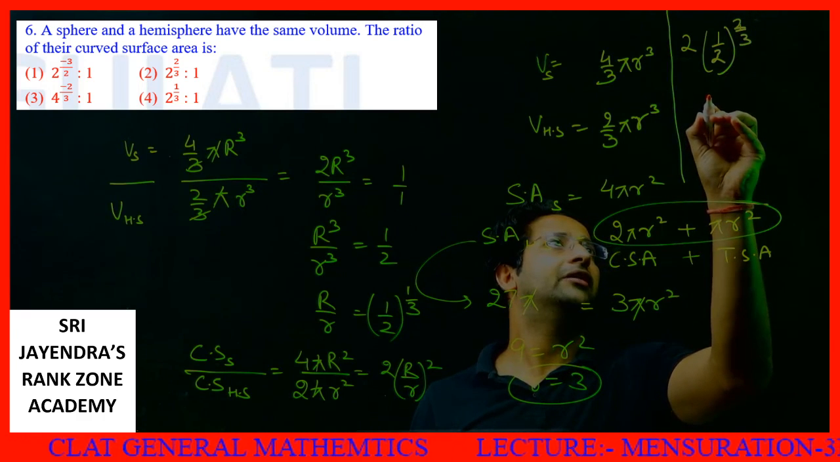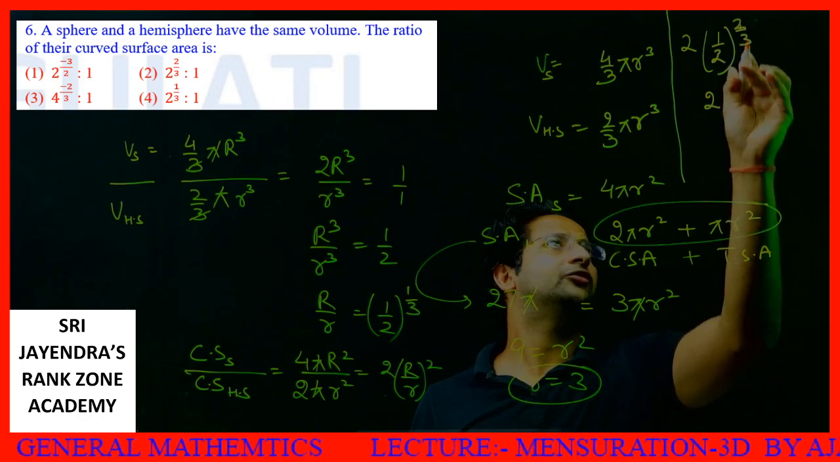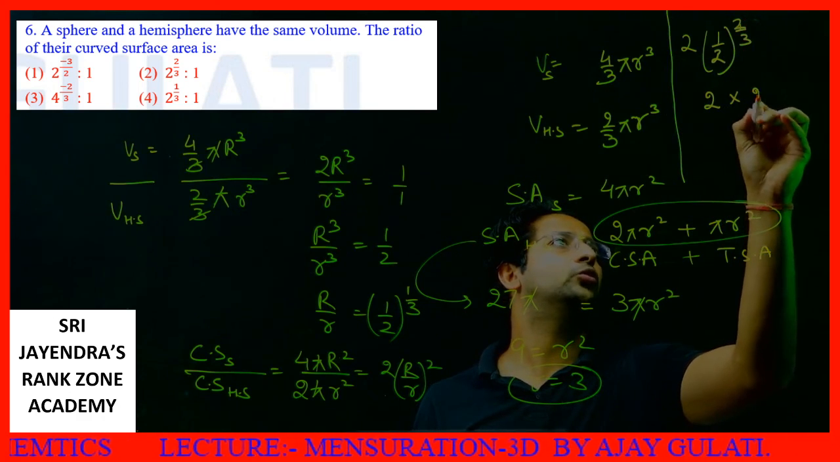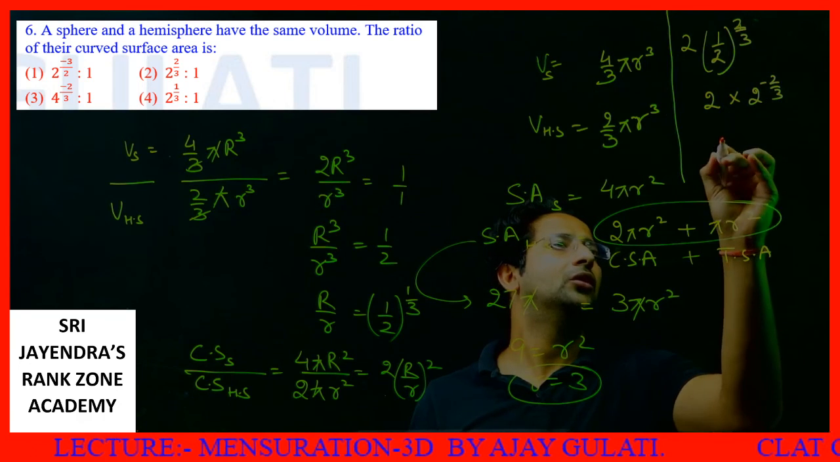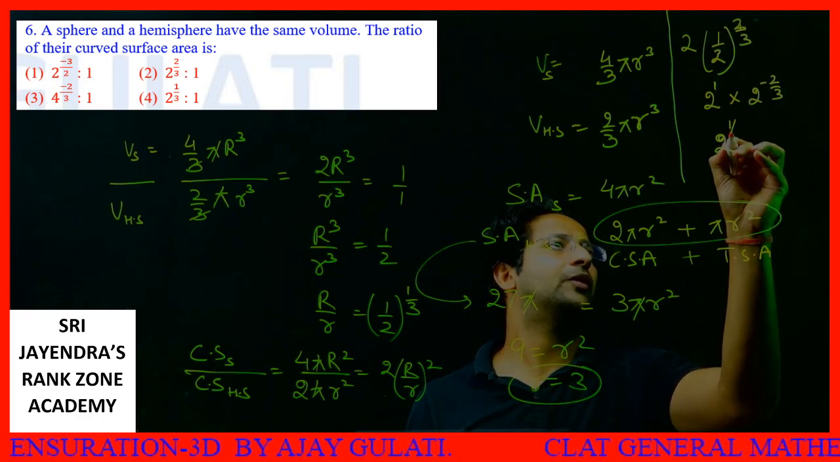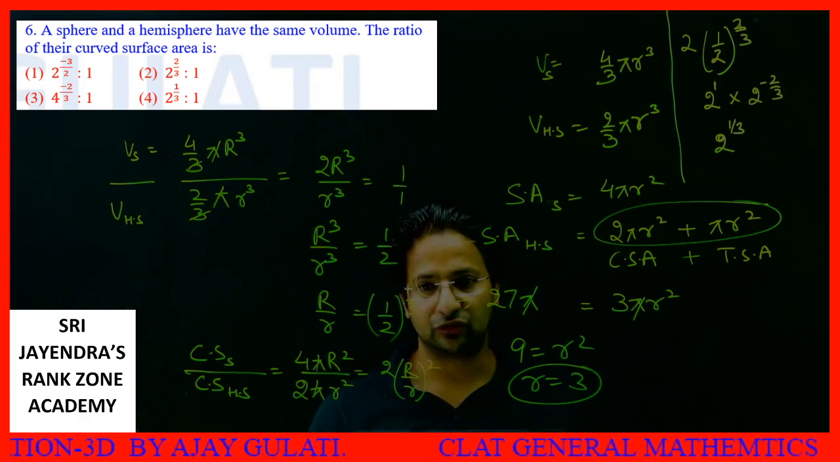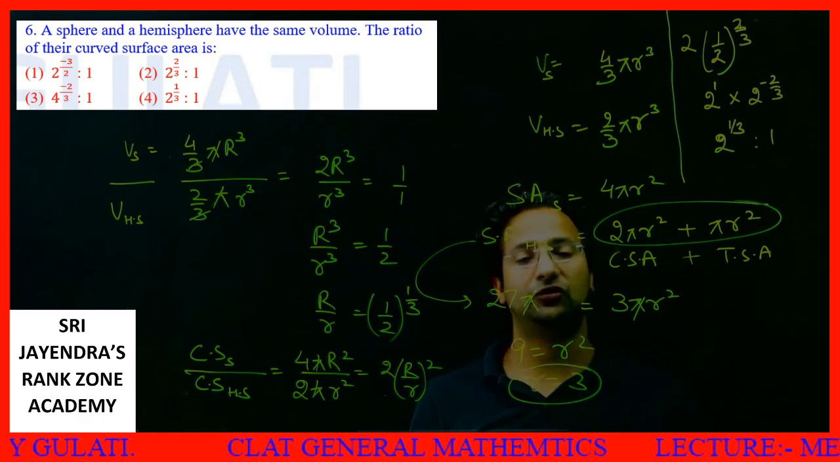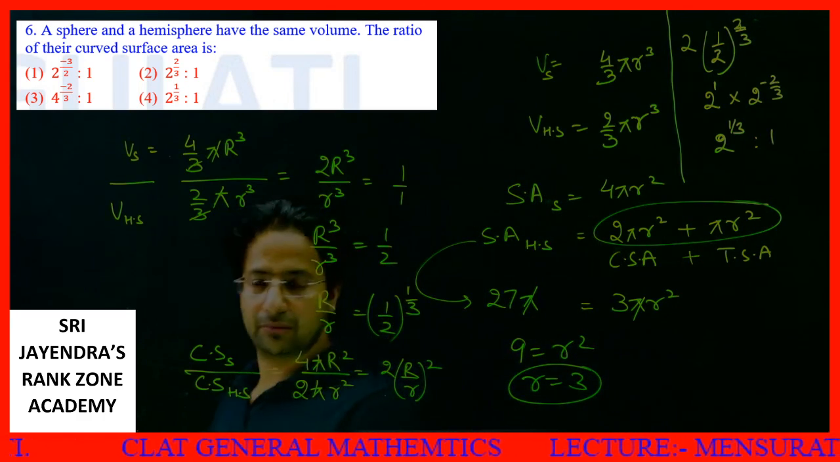Now what do I have? 2 into 2 raised to the power minus 2/3, or I can say 2 to the power 1 minus 2/3, so this becomes 1/3. So the final answer is 2 raised to the power 1/3, or 2 raised to power 1/3 is to 1. That is option number 4.